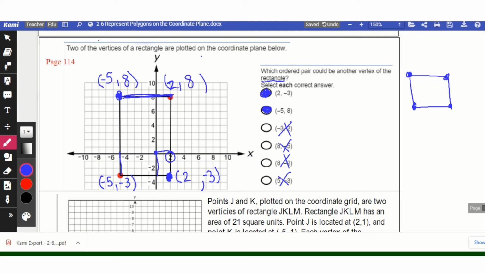So you have your 2 vertices right there. You should not select more than 2, because you already had 2 points. You only had to pick the other 2 points.